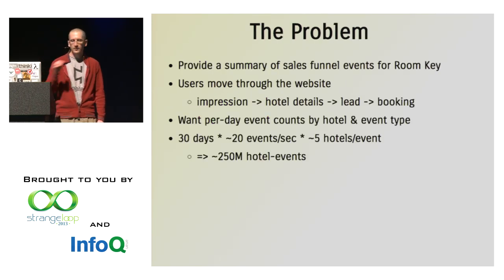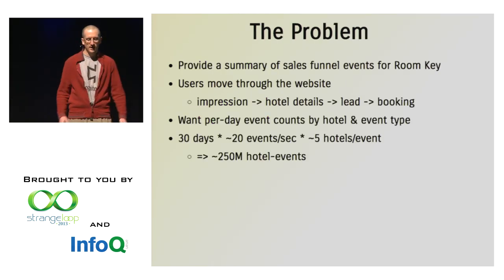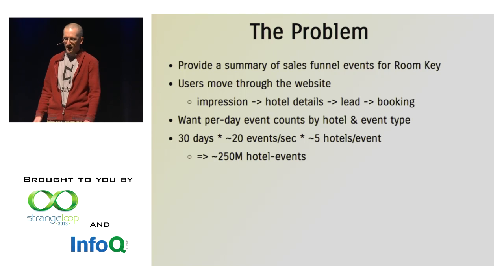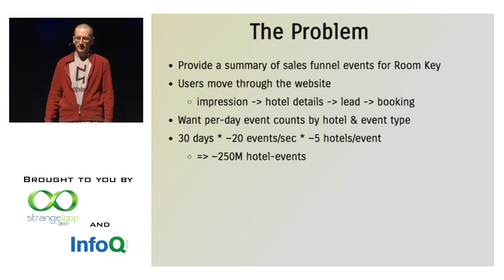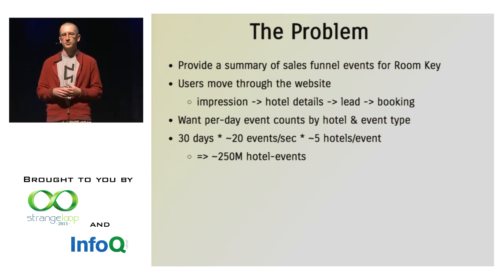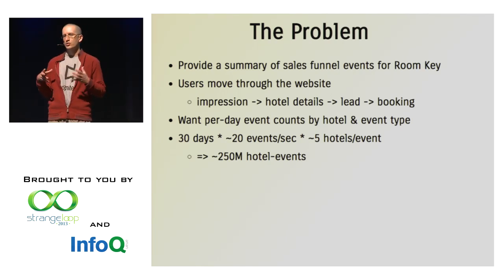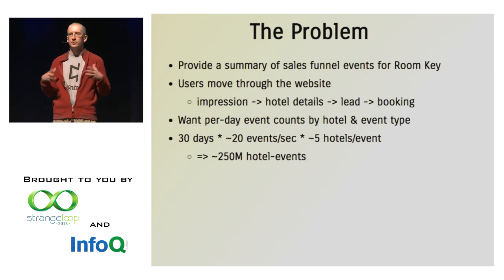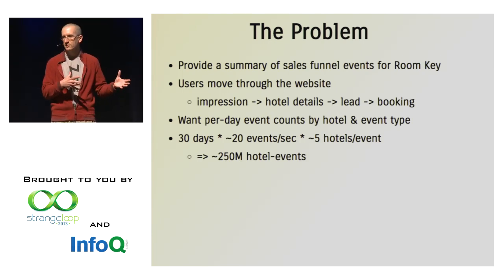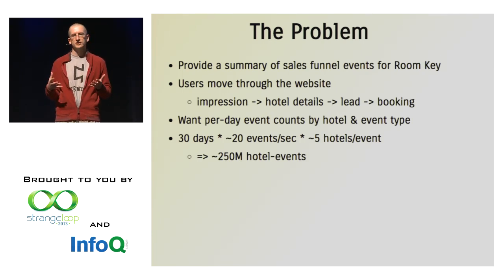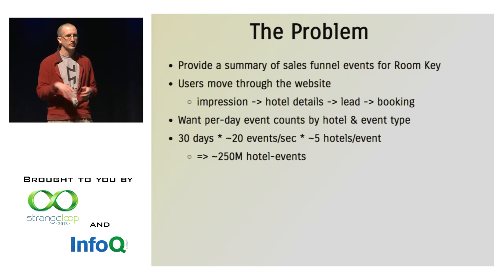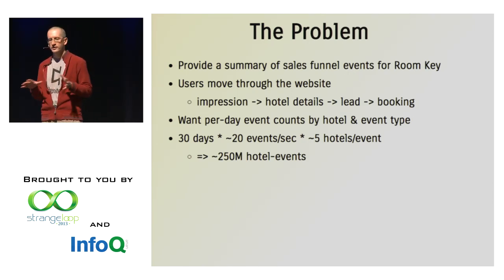So let's jump into the problem we were trying to solve. Okay, so like I said, Roomkey's in the hotel industry, and I'm going to simplify the problem a little bit. The system's a bit bigger, but the essential details remain that we have users, and we're trying to provide to another part of the system summary information about the sales funnel. People come to the site, and they're shown a list of hotels. You might type in St. Louis, and you get a whole bunch of hotels.